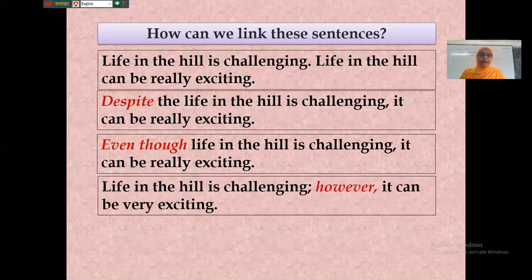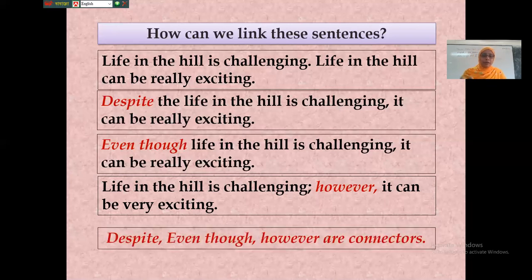So we learn another answer. Life in the hills is challenging, however it can be very exciting. So dear students, in these sentences we used three connecting words. First, despite; second, even though; and third, however. So we say that despite, even though, and however are connectors.